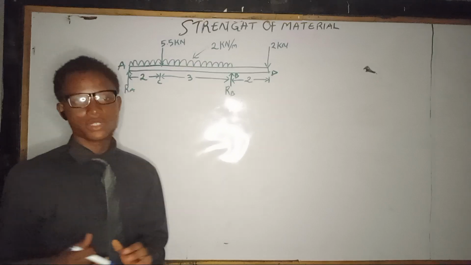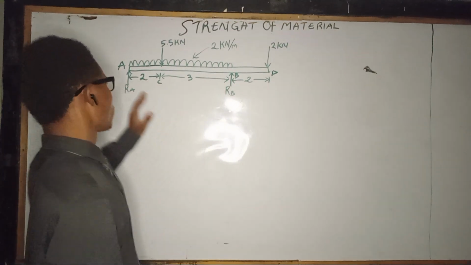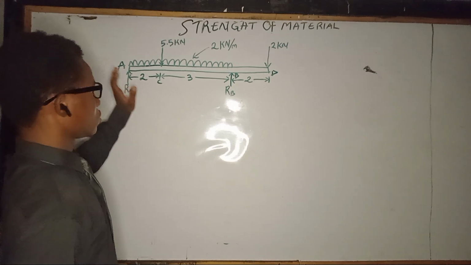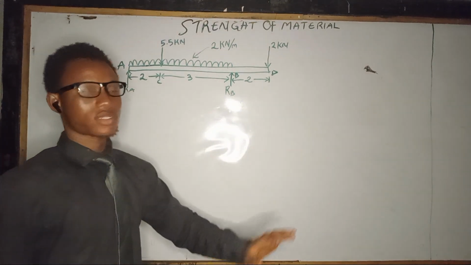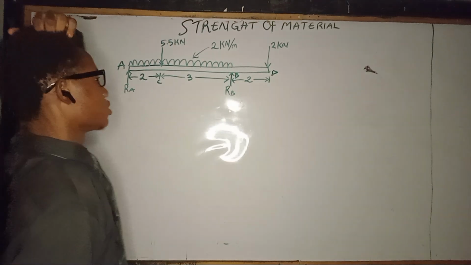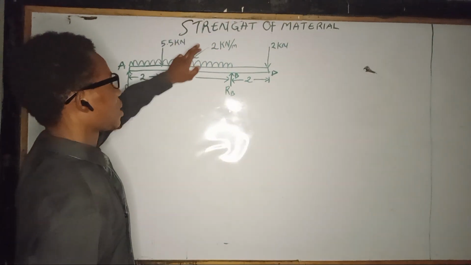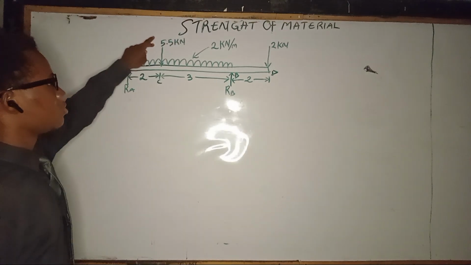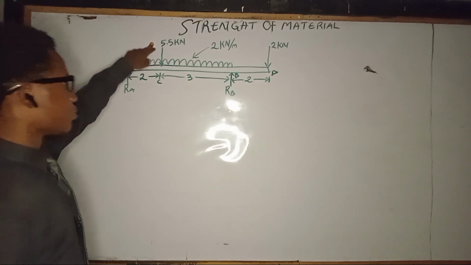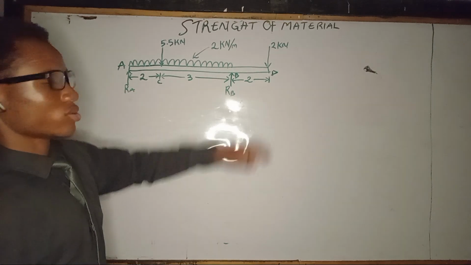So now let's solve a worked example on an overhanging beam. That is, one part is simply supported and it overhangs at one side, that is at side A, with a load of 2 kilonewton, a uniformly distributed load of 2 kilonewton per meter, and a point load of 5.5 kilonewton over 2 meters, 3 meters, and 2 meters.